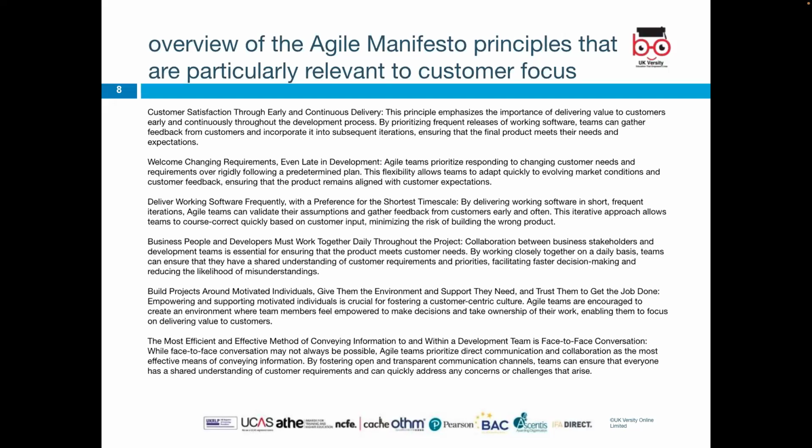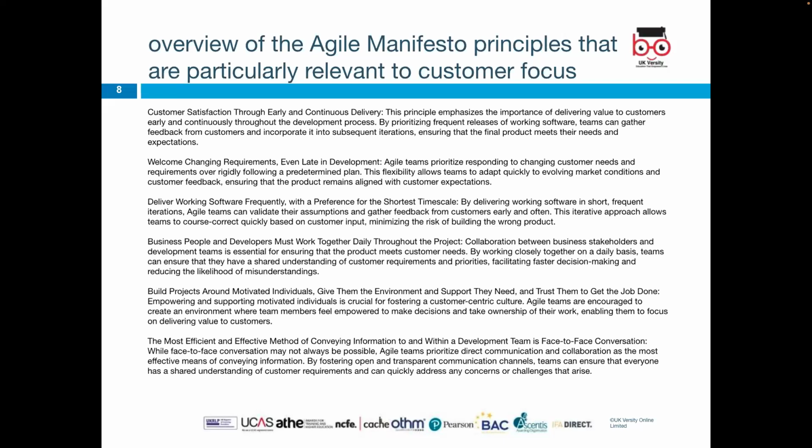Build projects around motivated individuals. Give them the environment and support they need, and trust them to get the job done. Empowering and supporting motivated individuals is crucial for fostering a customer-centric culture. Agile teams are encouraged to create an environment where team members feel empowered to make decisions and take ownership of their work, enabling them to focus on delivering values to customers.